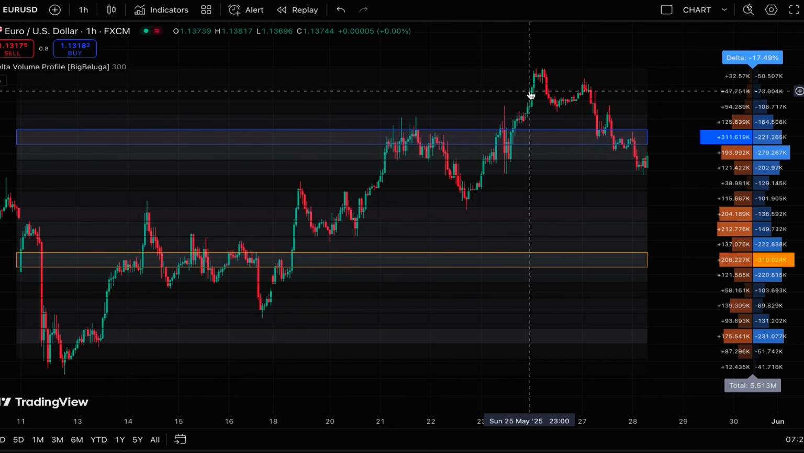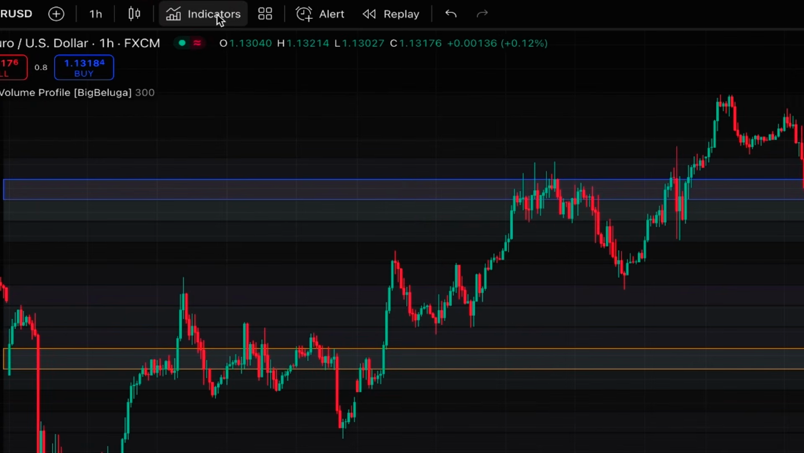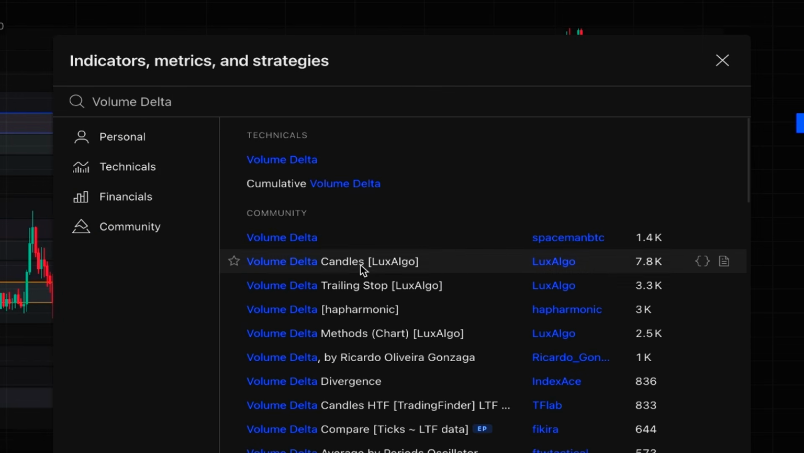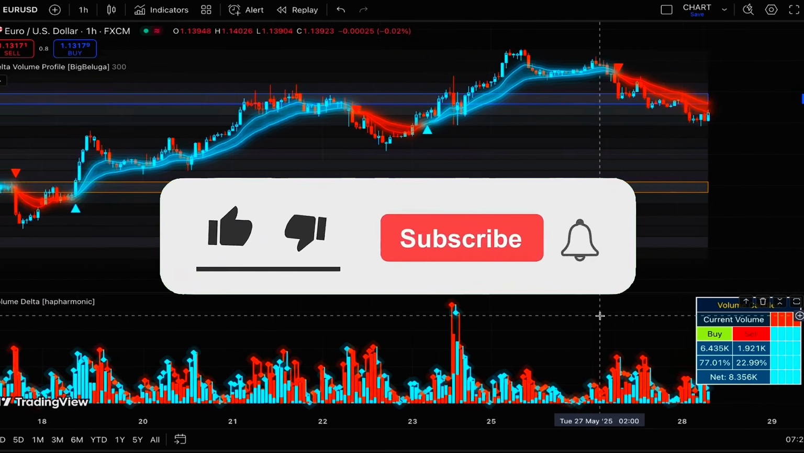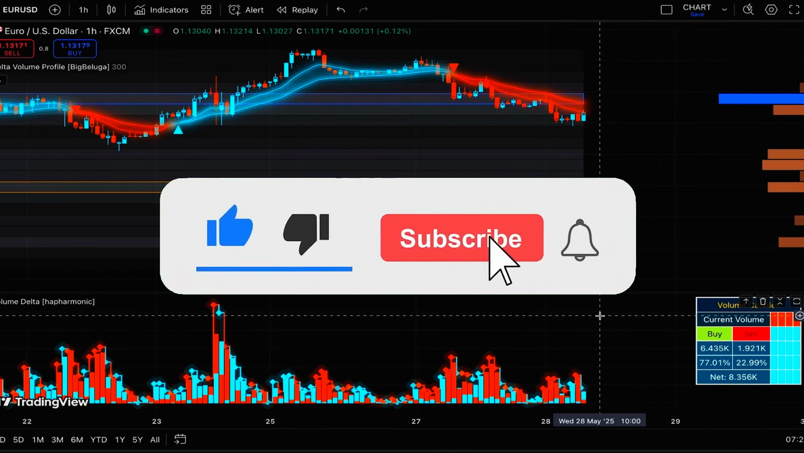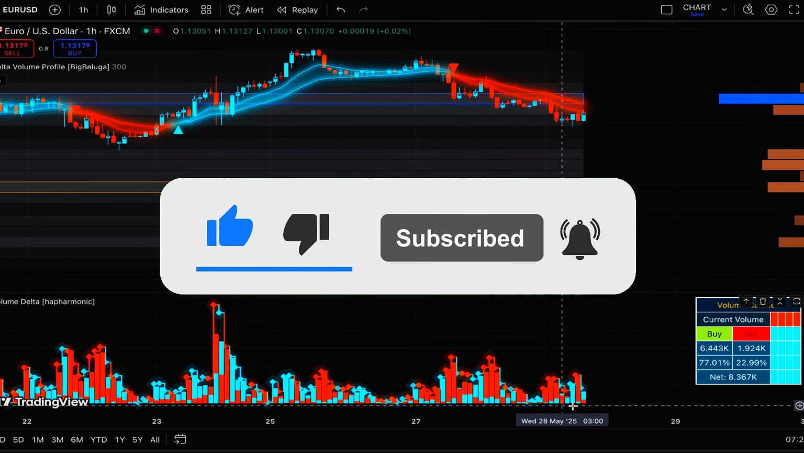For this purpose, there are also many types of indicators on TradingView, but one of the best of them is called volume delta. This one is written by Hap Harmonic. Alright, this is the indicator and it's one of the best volume indicators that can effectively help you with analyzing volume in different time periods.